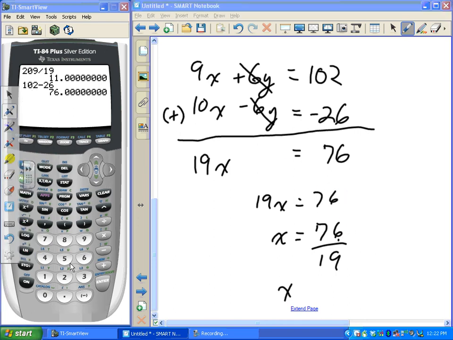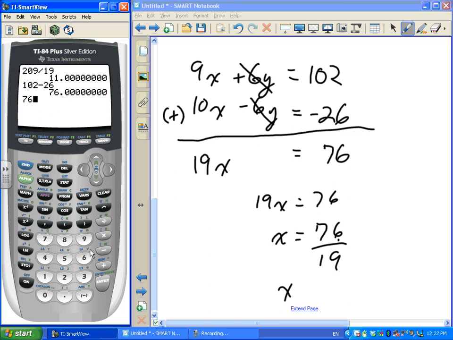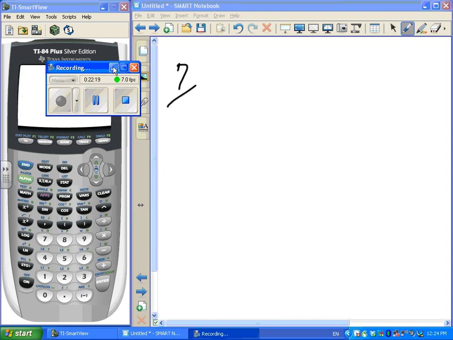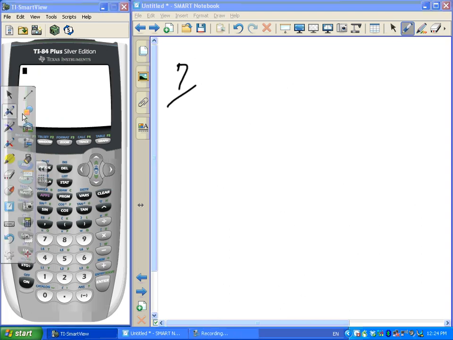76 divided by 19 equals 4. Yeah, it worked out really nice. What a nice teacher you guys have. So, y was 11 and x was 4. Solved by elimination. Ready? Okay, question number 7.